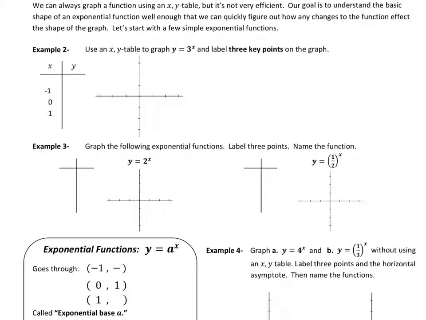So if x is -1, what is 3 to the -1 power? It is 1 over 3, or 1/3, correct. Now if I plug 0 in, what's 3 to the 0 power? It is 1. Anything to the 0 power is 1. And if x is 1, what is 3 to the first power? 3.